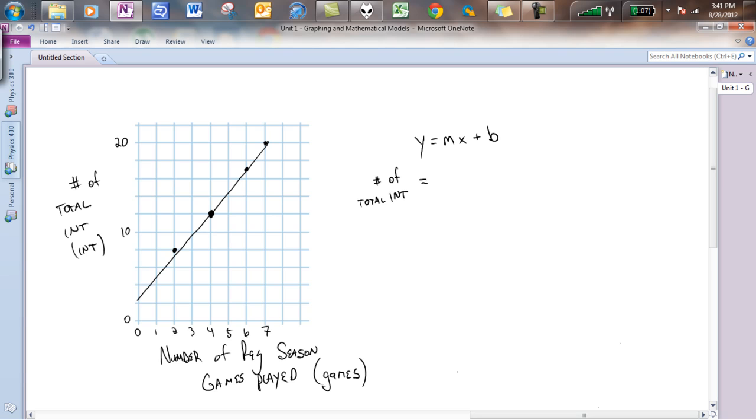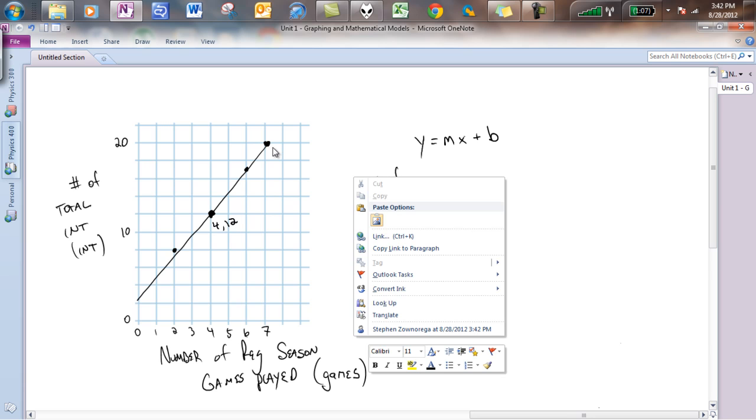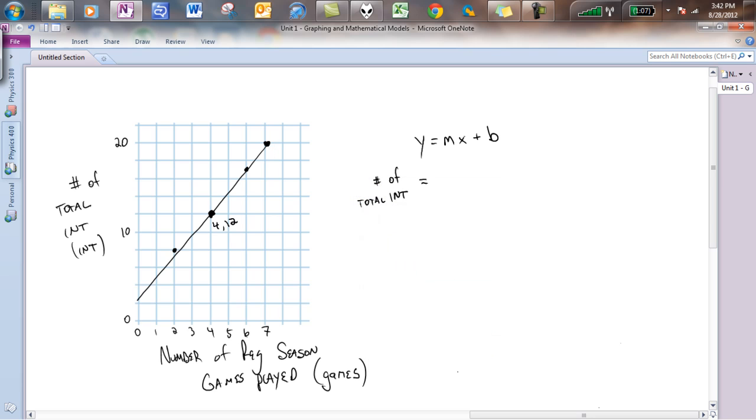So I find that one looks like it intersects. I really like that point. That is going to be 4, 12. And another point that it looks like it hits, let's use this one right up here. That looks pretty good. That's a standard that we can look at. That is going to be 7, 20.